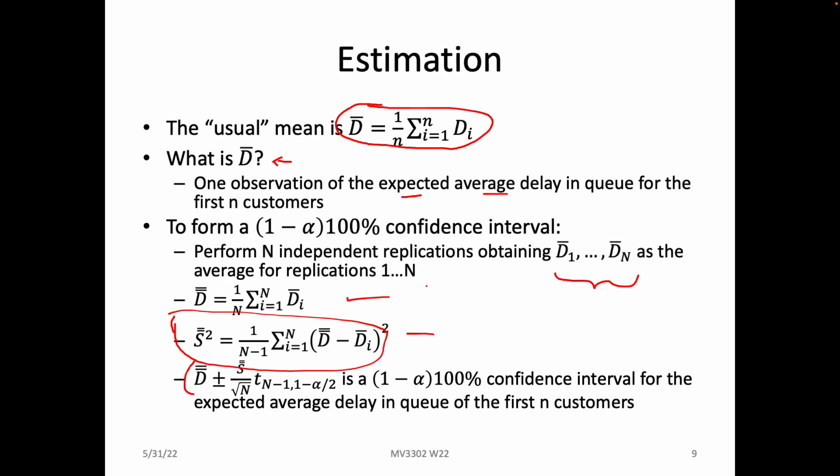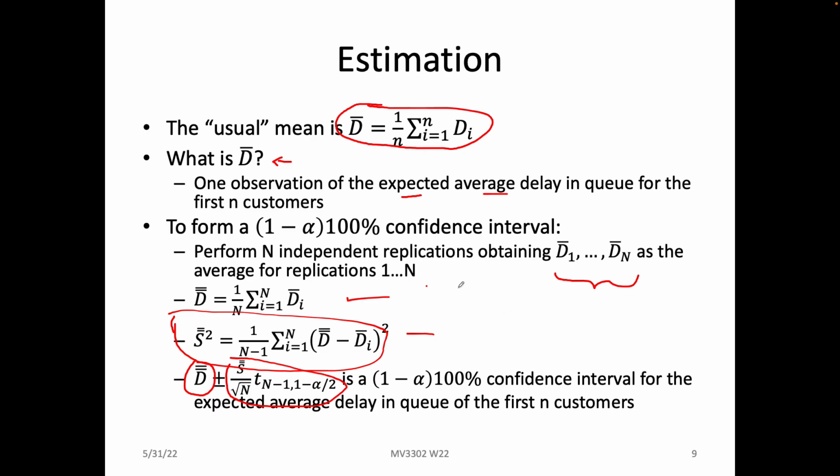And now, the mean of the means, plus or minus our usual suspects, which is the standard deviation of these means over the square root of the number of replications that I've performed, and a t-distribution with n-1 degrees of freedom, and the 1 minus alpha over 2 business. We now have a legitimate, approximate 100(1 minus alpha) percent confidence interval for the expected average delay in queue of the first n customers.